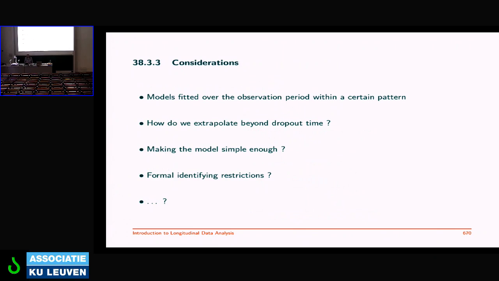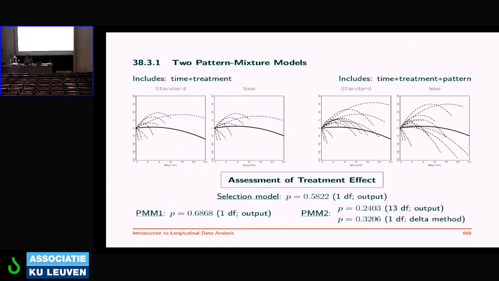Okay, now how should we best fit pattern mixture models? What we did now is simple quadratic functions over the observation time, and that's easy to do. It's making the model simple enough. Is quadratic simple? Well, we can agree or disagree on that. The thing is that these models, if you would extrapolate them, would do the weirdest things. Look at that. The fact that the profiles tend to go up and then come down and then drop out is fine, but you cannot really use them for extrapolation.